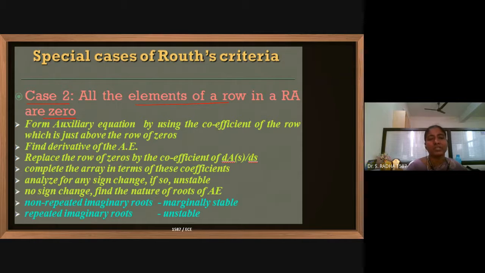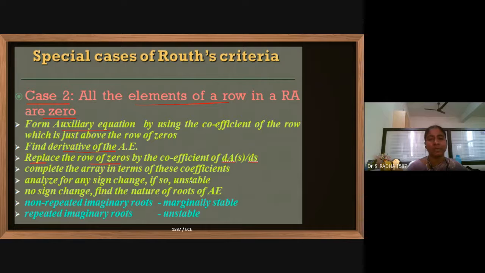We have to differentiate that auxiliary equation, get the coefficients, put them in the row of zeros, and complete the RH table. In this case, definitely the system will not be fully stable. It may be marginally stable or unstable.